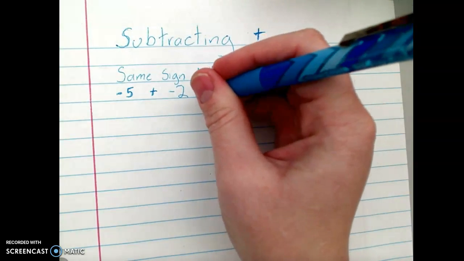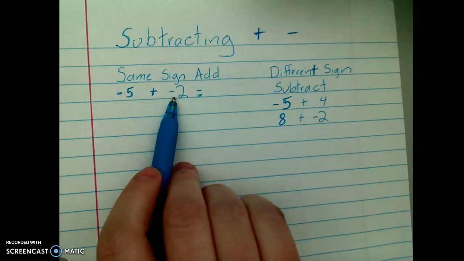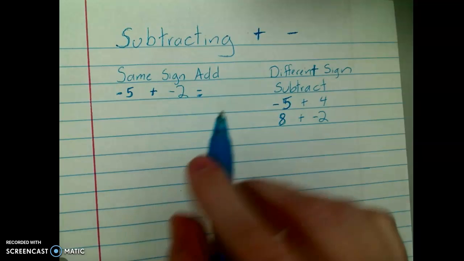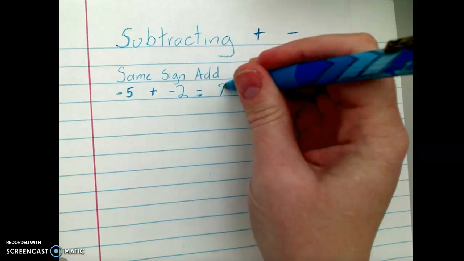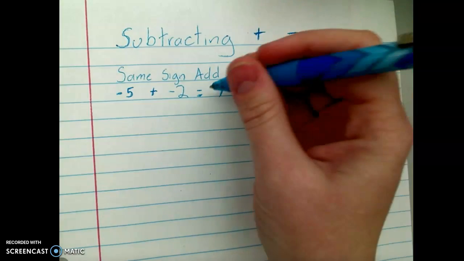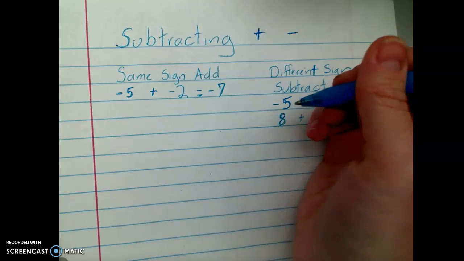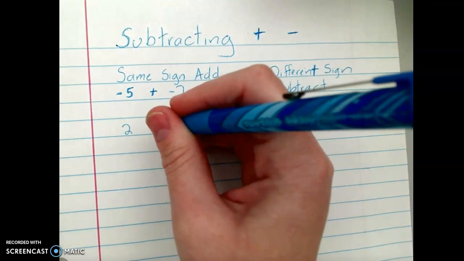As you can tell in my example problem, both of these are negative. They have the same sign. So I'm going to do what it says, and I'm going to add them together. 5 plus 2 is 7. Now, because they're the same sign, I keep the sign exactly the same. It's still negative.